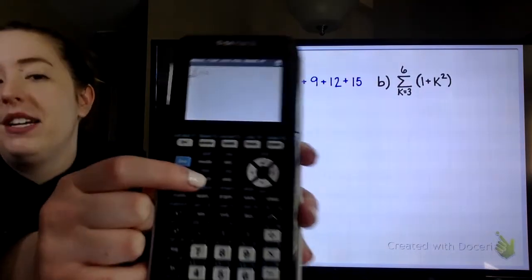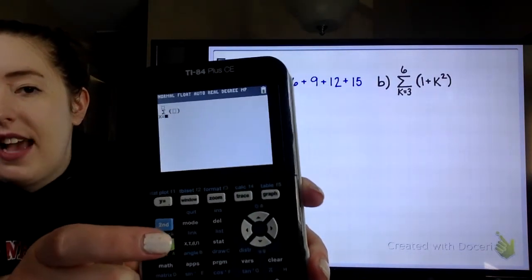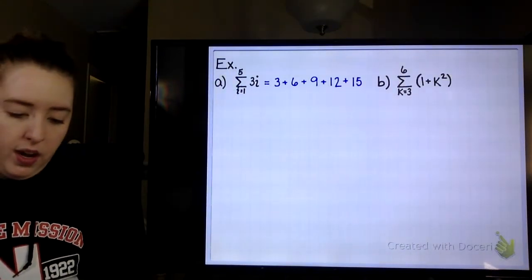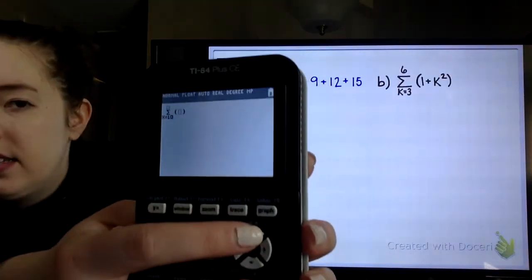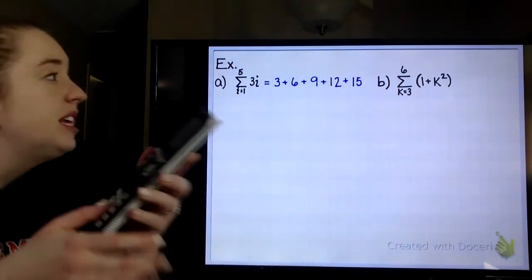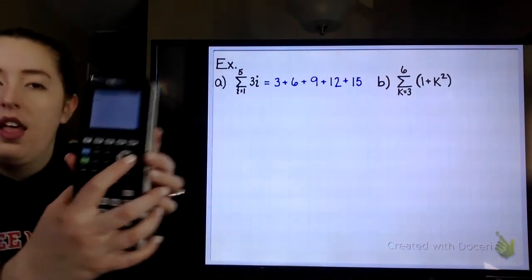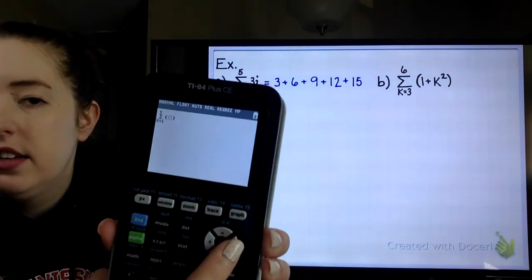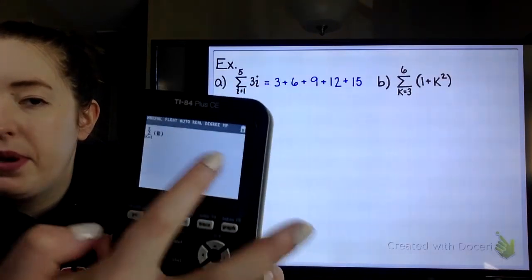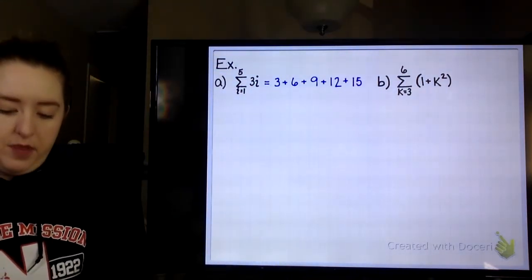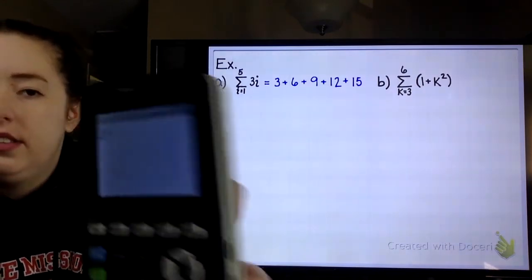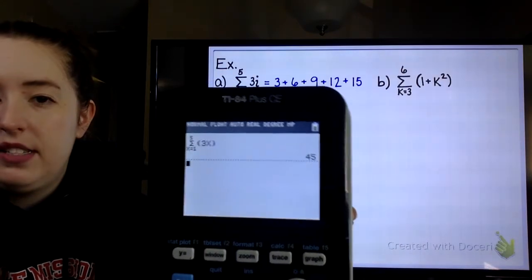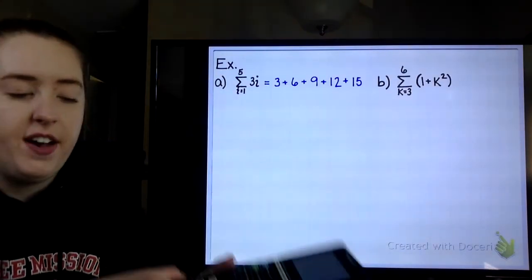I'm going to go ahead and press x right there. And then it says x equals. And then I'm going to plug in everything that I have right there. 1, and then I'm going to press up to get to my upper limit, and that's a 5. And then I'm going to press to the right to go ahead and put my equation in here, so that will be 3x. It looks like that in my calculator. And then I'm going to press enter. I end up with 45.